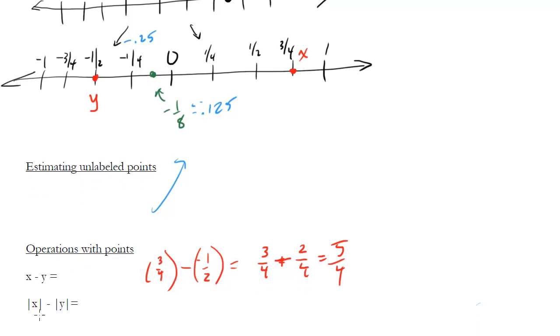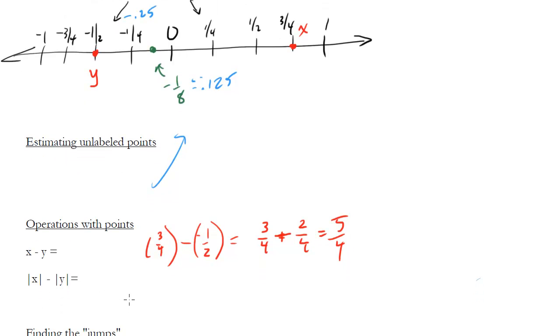Now, sometimes they'll throw absolute value at you, and this is particularly true on the hard questions. So maybe in this question, again, if we had absolute value of x minus absolute value of y, we would have the absolute value of 3/4 minus the absolute value of negative 1/2. And we'll talk more about absolute values specifically later. So this stays as 3/4, but this becomes positive. So now we're actually going to subtract 1/2 because we're going to be subtracting a positive 1/2. So in this case, we're going to get 1/4 as the answer.